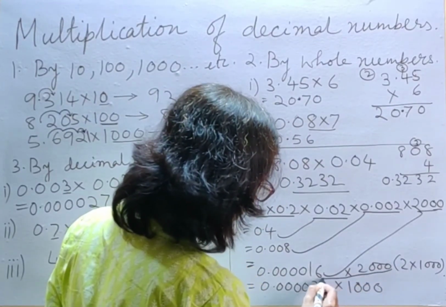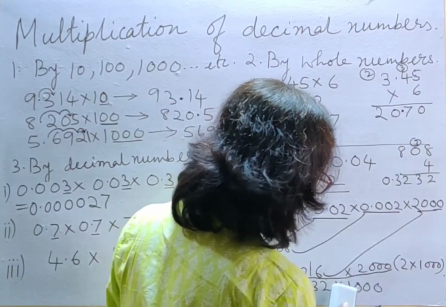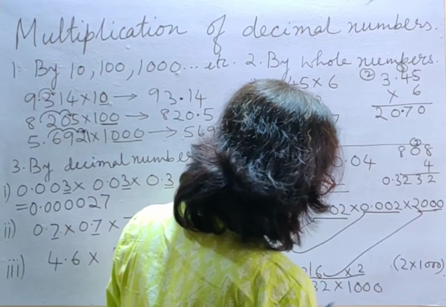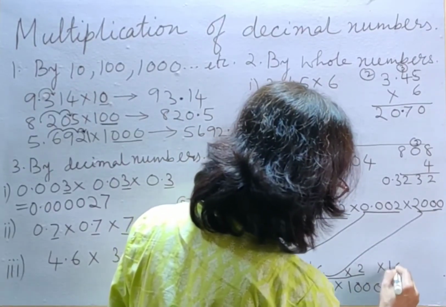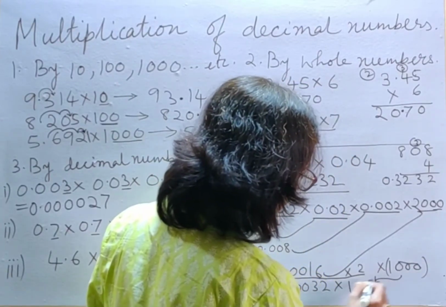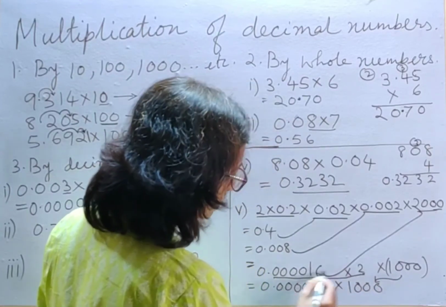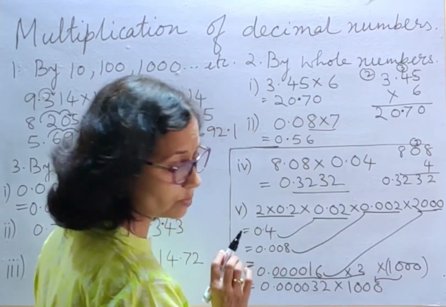We multiplied with this. Okay. With only 2. We multiplied only with 2. Now we will multiply it by 1000. Now we are multiplying by 1000 here. So we multiply by 2. 16 to the 32 we wrote. And then how many decimal places? Same number of decimal places we wrote here.